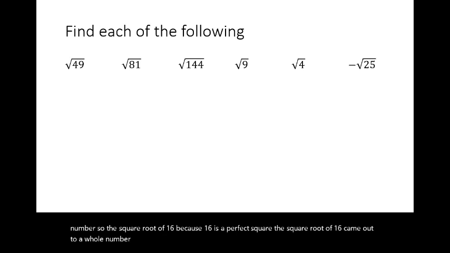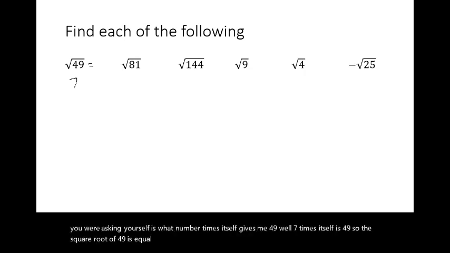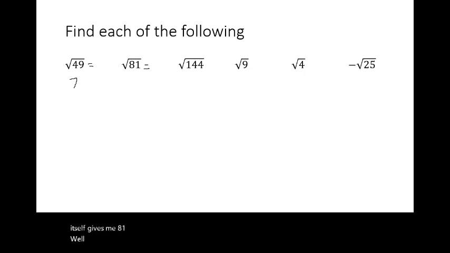So what we're going to do is we're going to find each of these. So for the square root of 49, what you are asking yourself is, what number times itself gives me 49? Well, 7 times itself is 49, so the square root of 49 is equal to 7. So then for this next one, for the square root of 81, we are asking ourselves what number times itself gives me 81? Well, 9 times itself is 81, so the square root of 81 is equal to 9.